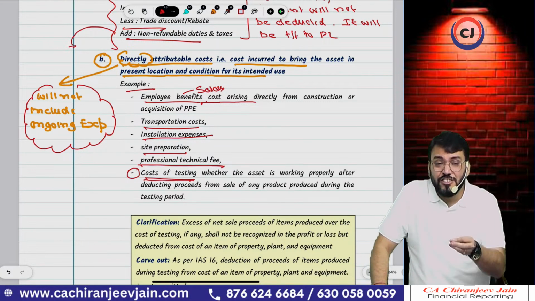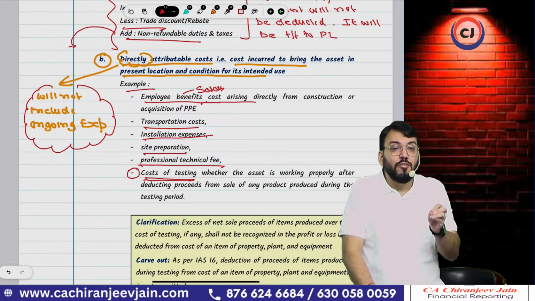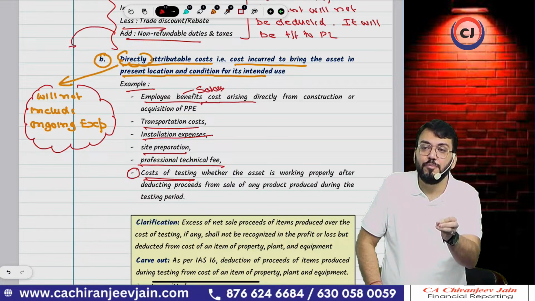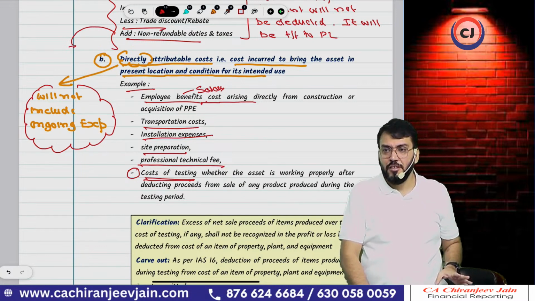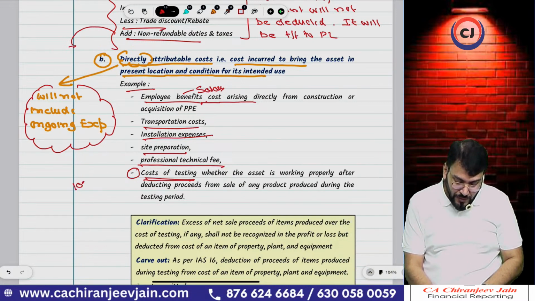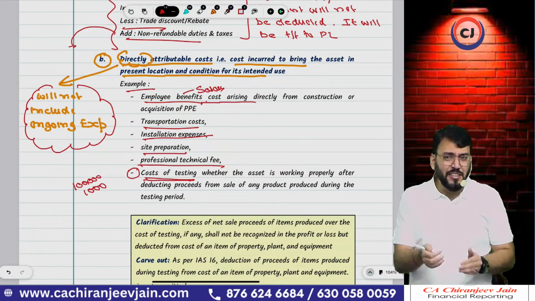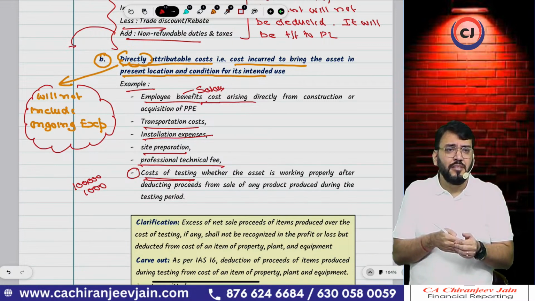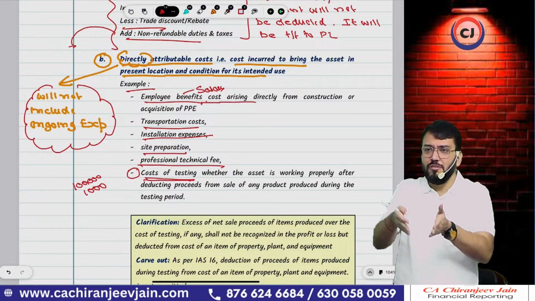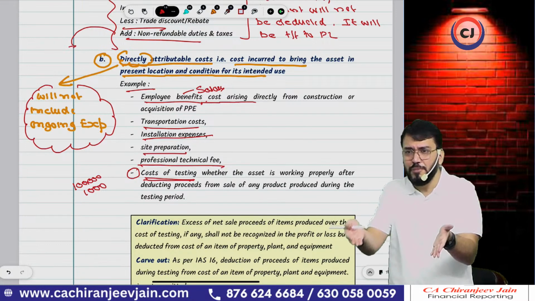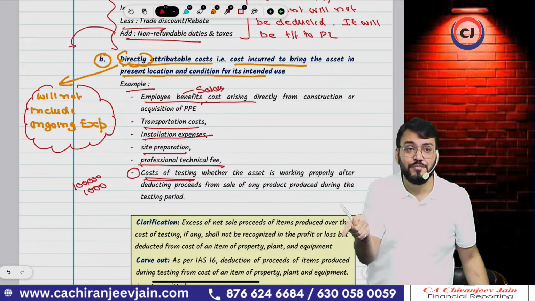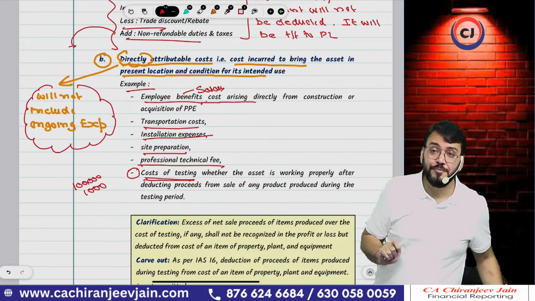So suppose your testing cost was 1 lakh and you generated 10,000 units which can be sold in the market at rupees 10,000 only. Your testing cost was 1 lakh and how much can you recover? But this 10,000 units whatever you have produced, that is inventory only, because that is what you are producing, so that becomes inventory. The sale of inventory is revenue, which will transfer to PL.